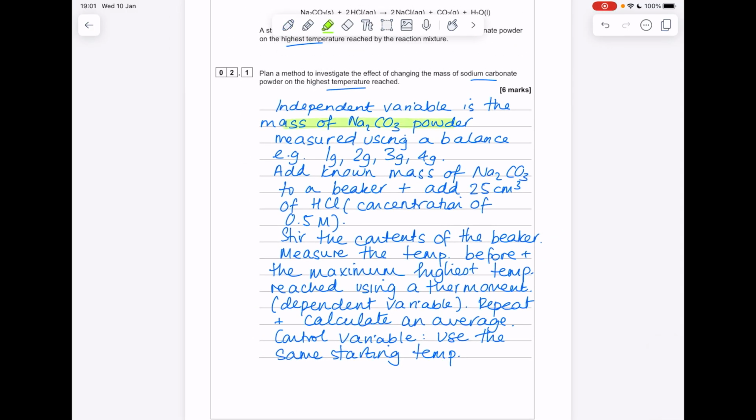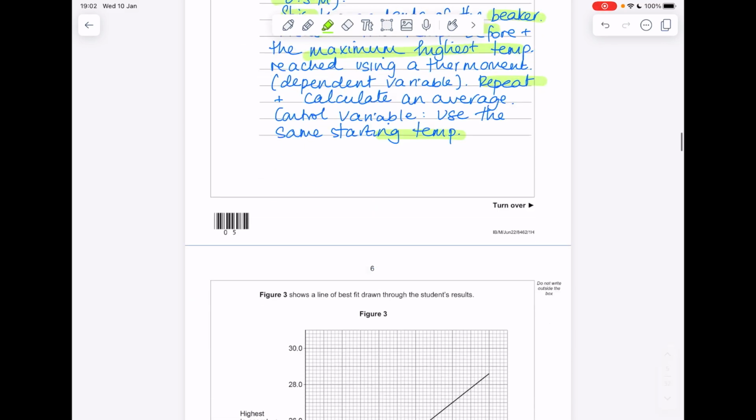By talking about the fact that our mass of sodium carbonate powder has to be the independent variable, so it's what we're changing. The fact that we're using the same volume of hydrochloric acid each time and at the same concentration. Stirring is a mark. The use of a beaker is a mark. Measuring the temperature before and the maximum highest temperature is a mark. Repeating is a mark. Using the same starting temperature. We have definitely guaranteed ourselves 6 marks here.